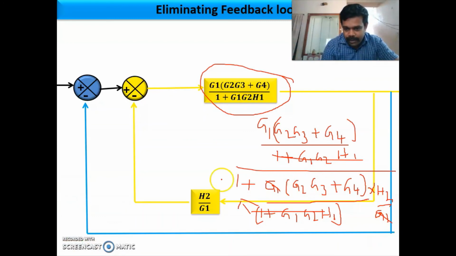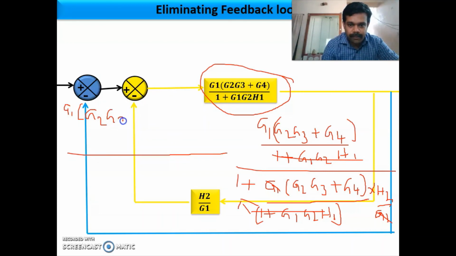So in the denominator, while taking LCM, what we'll be getting is, first I will write the numerator. Numerator is G1, G2, G3 plus G4 divided by 1 plus G1, G2, H1. Okay.